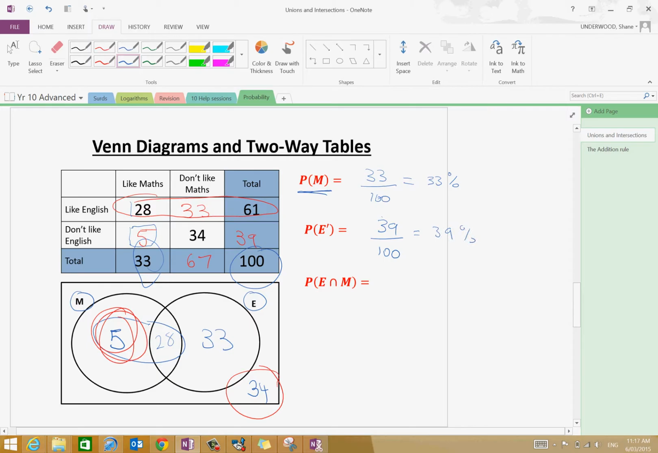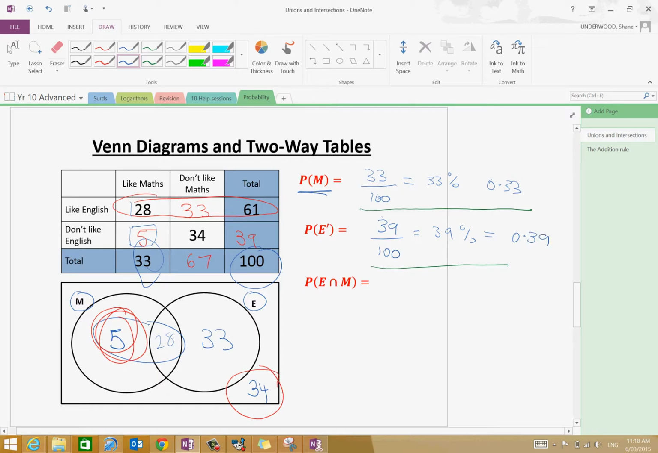Now, or we could even say 0.33. Remember that all 3 of these things are viable options. They all represent the same thing. In a test, if you had 33% rather than 33 over 100, unless I asked you for a percentage, I'd probably give you the marks, no matter what. That's 0.39.